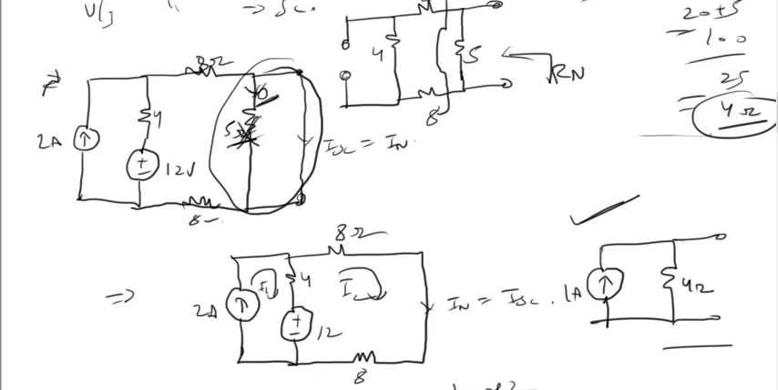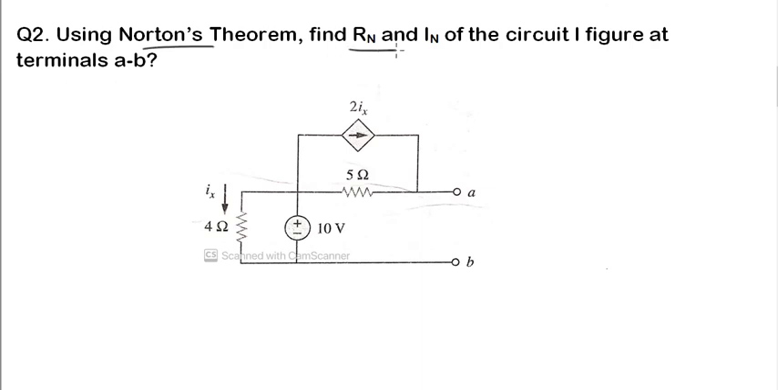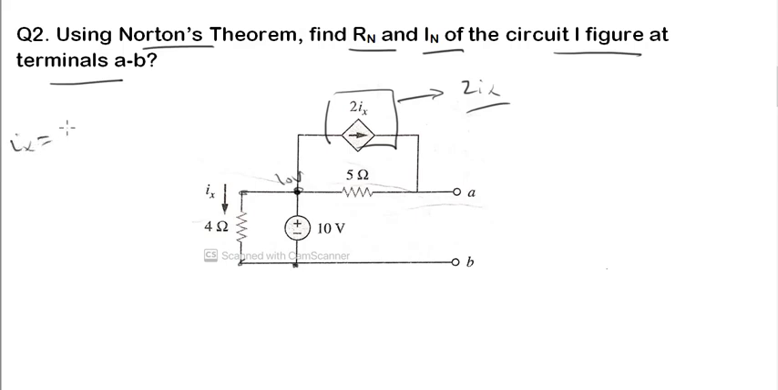Okay, this is how we can convert a linear two terminal network into a Norton equivalent circuit. Okay, now come to second question. Using Norton's theorem, find Rn and In of the circuit figure at terminal. In this we can see there is a dependent source of 2 Ix. Okay, and we are seeing here this is 10 volt. If in between this node it is 10 volt, then this is also 10 volt. The voltage across 4 ohm will also be 10 volt. Okay, therefore I can find Ix. Ix will be 10 upon 4, that is equal to 2.5 ampere.